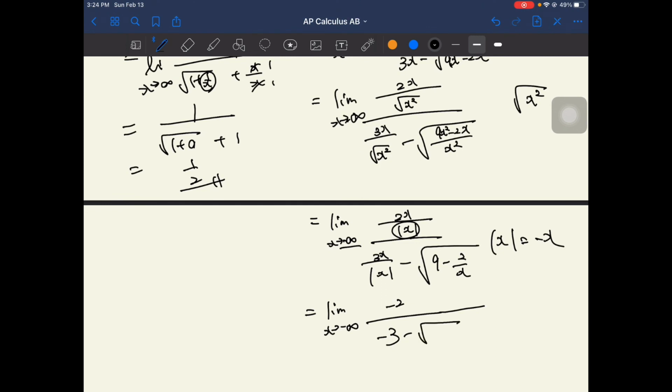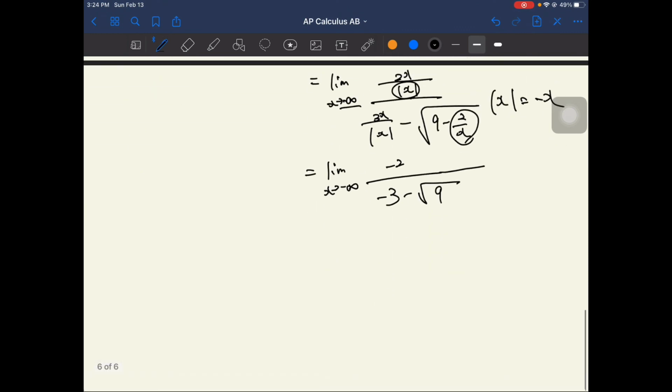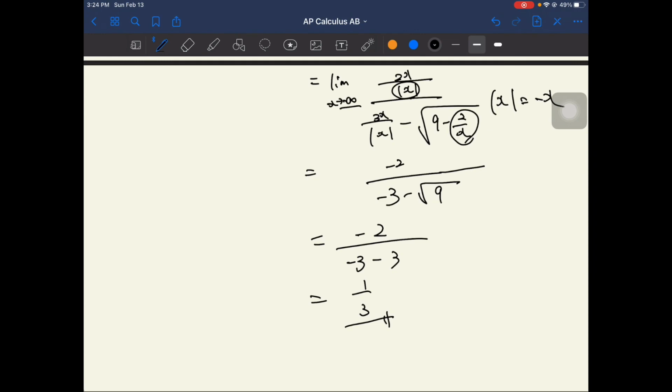minus square root of 9 because infinity, so limit x approaches negative infinity of this one is going to be 0. So now I don't need this one. Equal negative 2 over negative 3 negative 3, which is positive actually, which is 1 over 3. That's it.